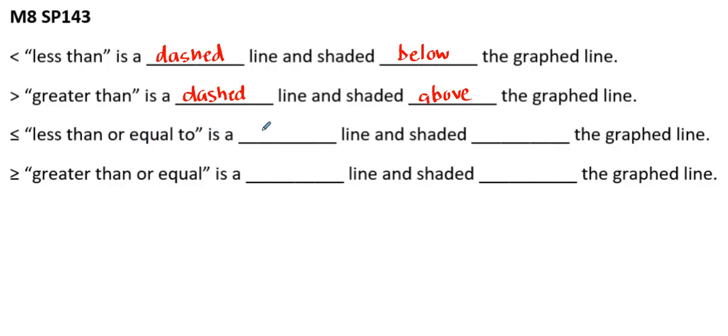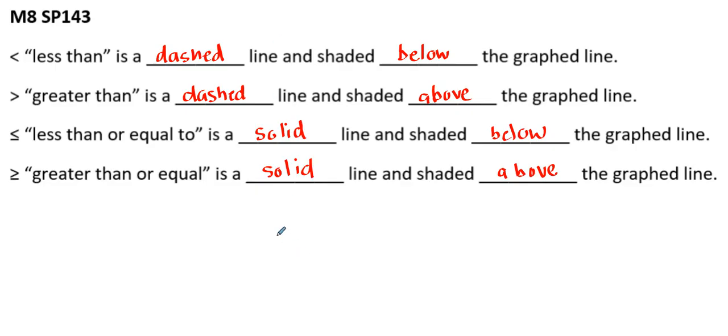Less than or equal to is because there's a solid line. It will also be a solid line when we graph it, and it will be below the graph line. The greater than or equal to, similarly, is a solid line. And again, the mnemonic is simply if you see a solid line, it will also be a solid line. And because it's greater than, it'll be above.